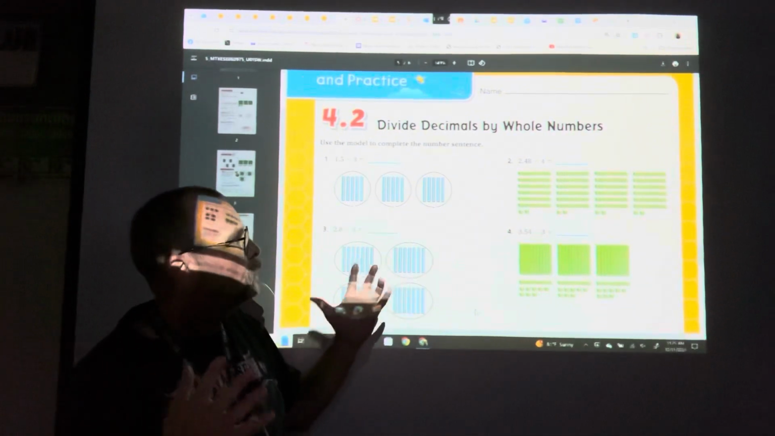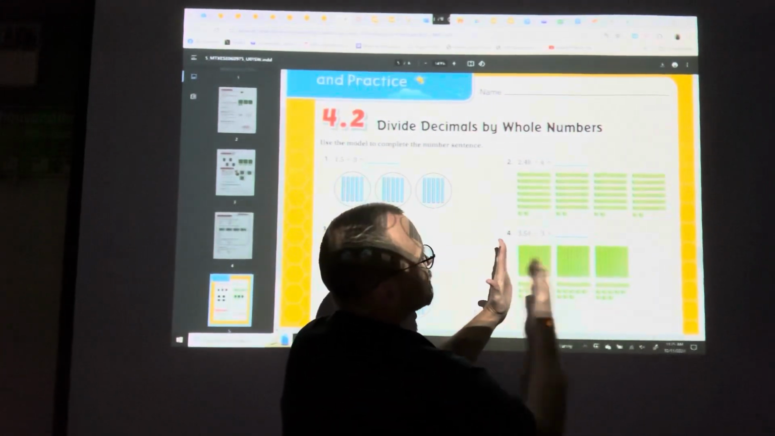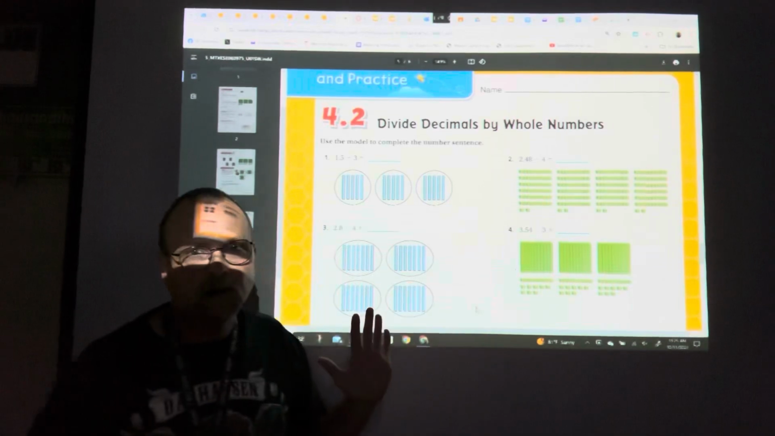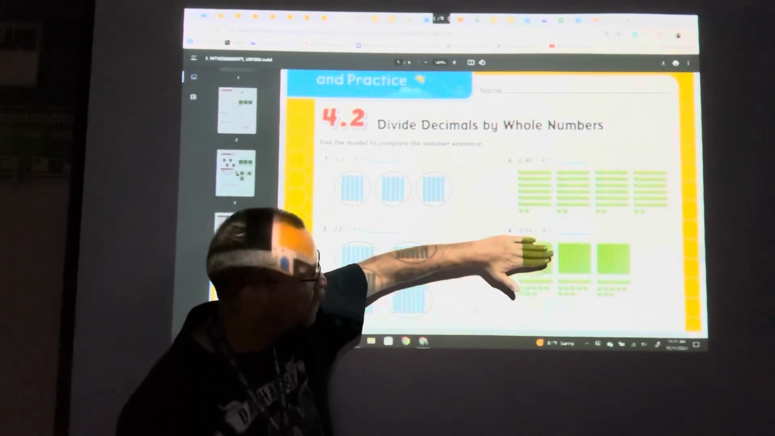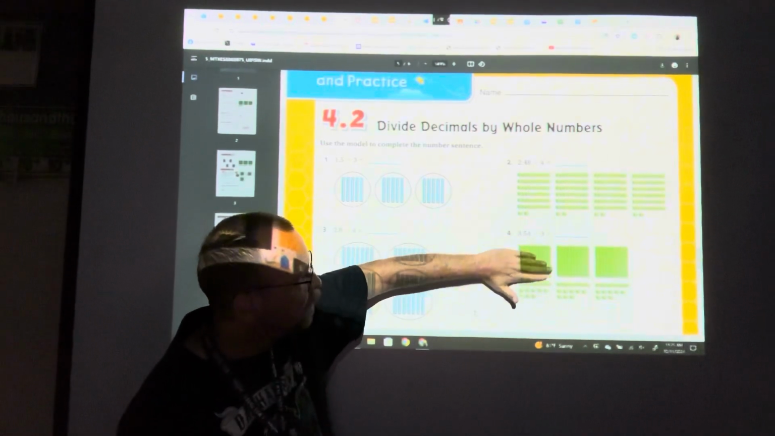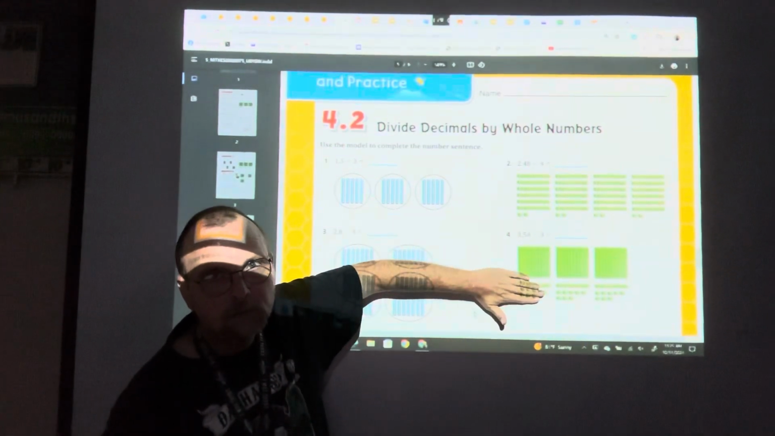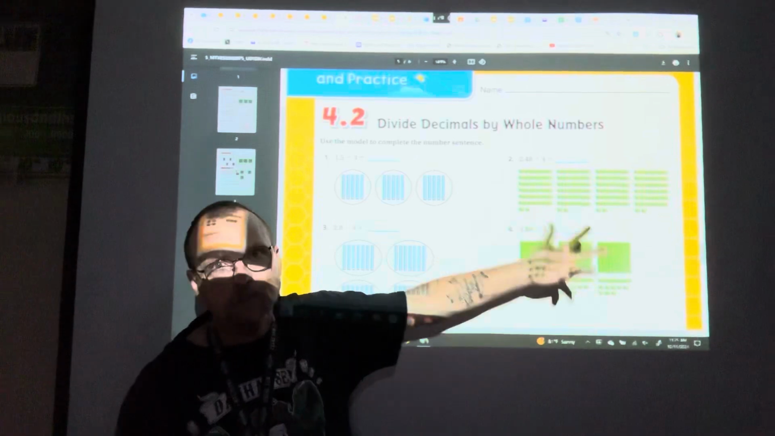Just make sure that you realize this total is what's being divided. Your quotient, your answer to a division problem, is what's in one of those groups. Easy peasy, raw chicken squeezy.